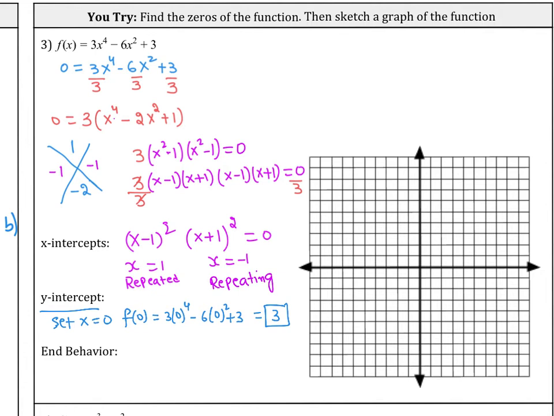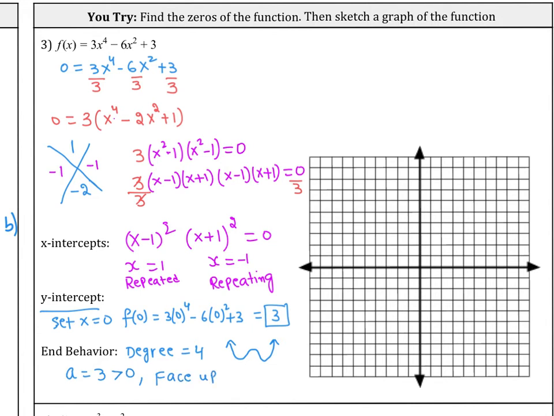And behavior, since it's a degree 4, it's either a W shape or U shape. Degree 4, and we have already repeated root. This is going to be a W shape facing up. Since the leading coefficient is 3, that's greater than 0, which means it's going to face up.